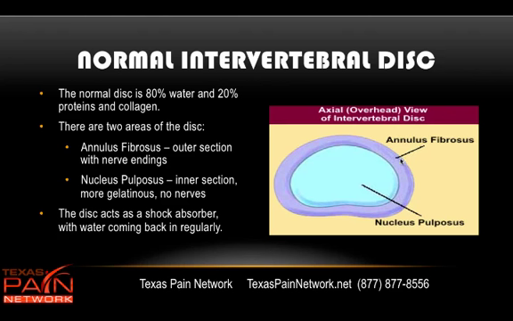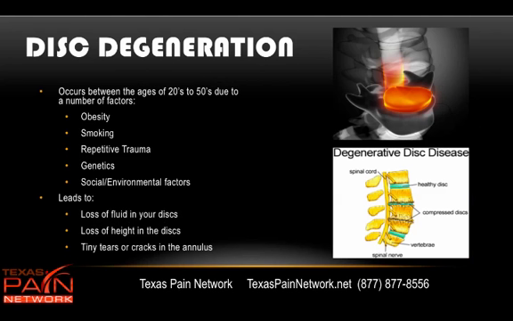The outer, harder part is called the annulus fibrosus. It does have nerve endings, and it can feel pain if it's irritated. The inner jelly part is called the nucleus pulposus. The nucleus has no nerve endings at all. It doesn't feel pain. The disc is an excellent shock absorber. Every time we walk, run, bend, twist, water gets pushed out as it absorbs the stress, and then it comes right back in.